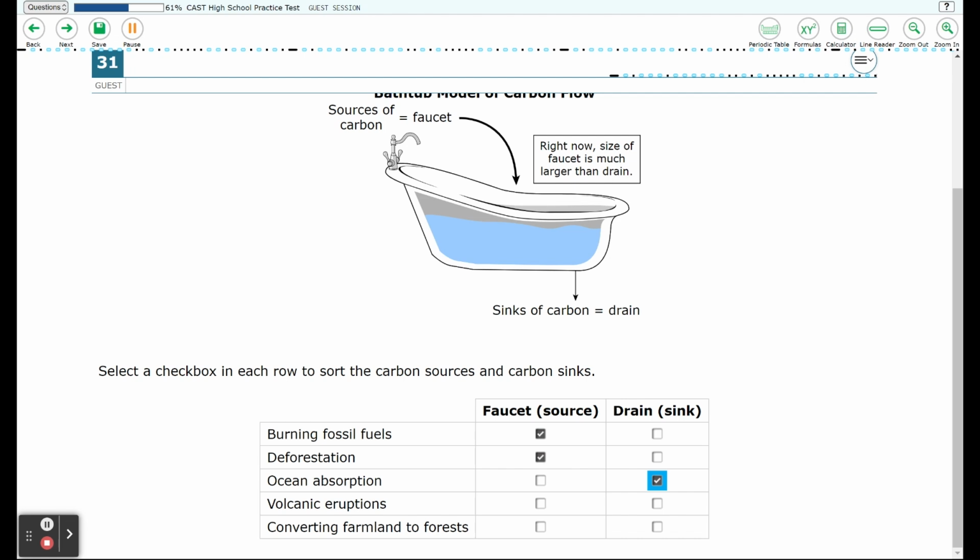Volcanic eruptions, that takes carbon that's been trapped in the rocks and releases those gases into the air when it erupts. And then finally, converting farmlands to forest. Farmland producing crops that get eaten and then consumed returns the carbon dioxide back into the air, whereas forests will store it in the trunks and limbs of that forest for a long time. So that is a sink. Forests will take it out of the air and put it into the wood. That's how they grow. All right, moving on to number 32.